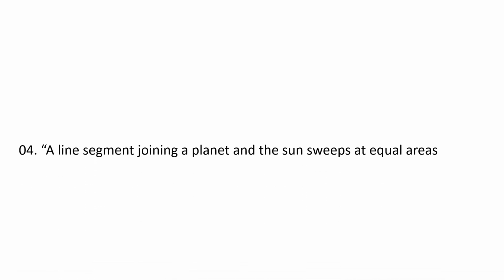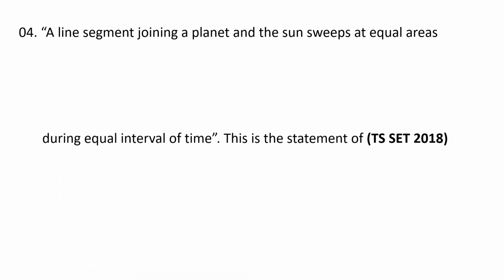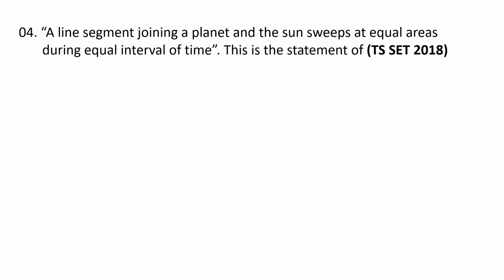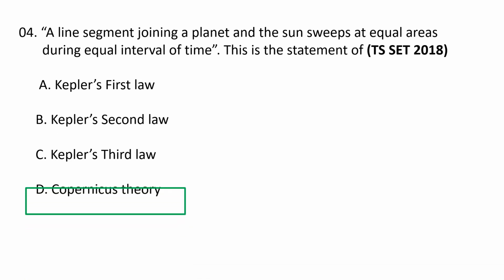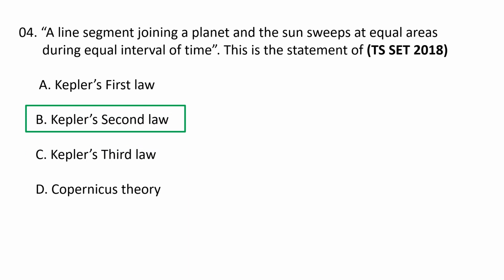Next question. A line segment joining a planet and the sun sweeps equal areas during equal intervals of time. This is the statement of A. Kepler's first law, B. Kepler's second law, C. Kepler's third law, D. Copernicus theory. So this statement is Kepler's second law. Kepler's first law is known as the law of orbits, Kepler's second law is known as the law of equal areas, and Kepler's third law deals with the law of periods. So a line segment joining a planet and the sun sweeping equal areas during equal intervals of time is known as Kepler's second law.